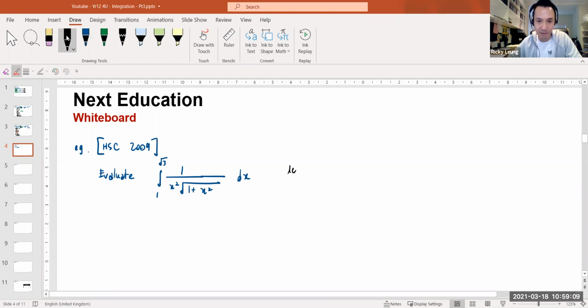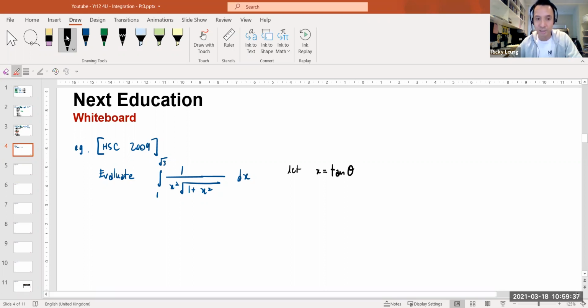So I'm going to say let x equal to, now this one's a is one, so this one is one. But this one here is x squared. So I'm going to think about the three possibilities: sine, sec, and tan. Which one will go in here that would simplify the square root? Tan, right? Because one plus tan squared is sec squared. Square root sec squared, perfect. So I'm going to let it be tan theta.